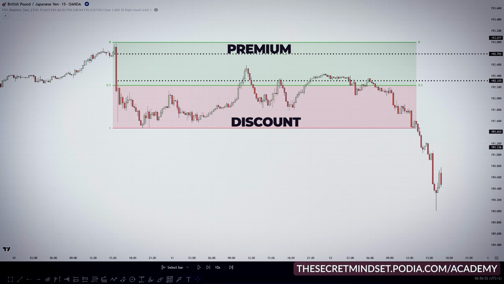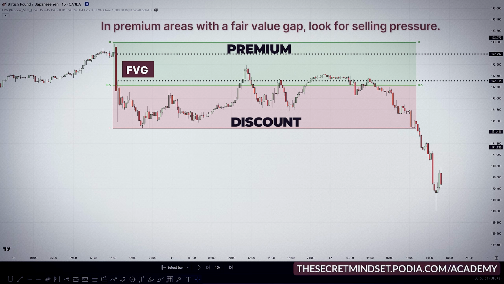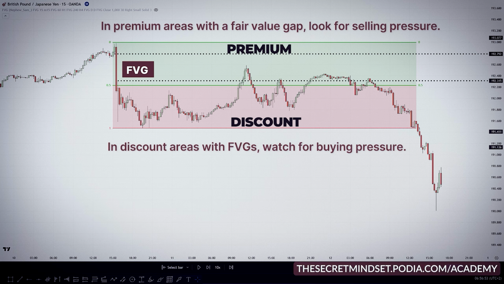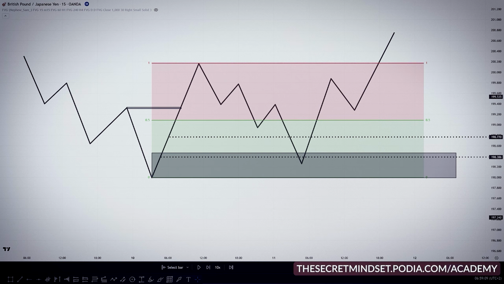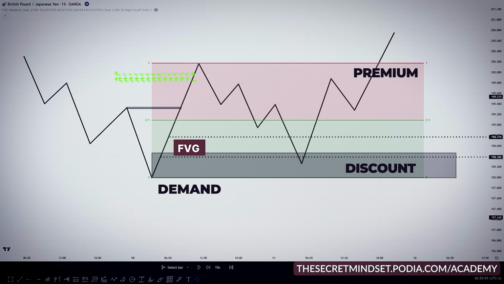So watch how price behaves in these zones. In premium areas with a fair value gap, look for selling pressure. In discount areas with gaps, watch for buying pressure. The mix of zone location and the gap creates stronger signals. Remember what we talked before. Market structure plays a key role too. True breaks in structure often leave gaps behind. These gaps confirm the break's strength. When they form in premium or discount zones, they show even more power.